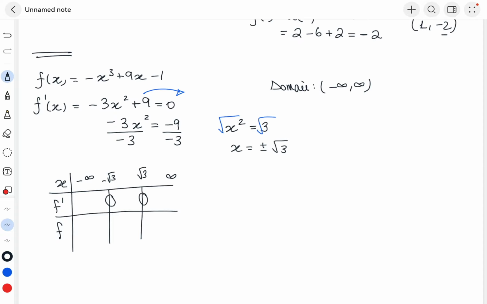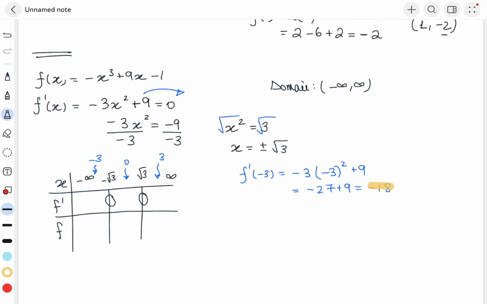And now we take test values between -infinity and negative radical 3. Let's take -3. Between negative radical 3 and radical 3, we'll take 0, and here we'll take 3. And we replace them in f prime. So f prime of -3 is -3 times -3 squared plus 9. -3 squared is 9, -3 times 9 is -27, plus 9, which gives us -18. Our value is negative, which means our function is decreasing.